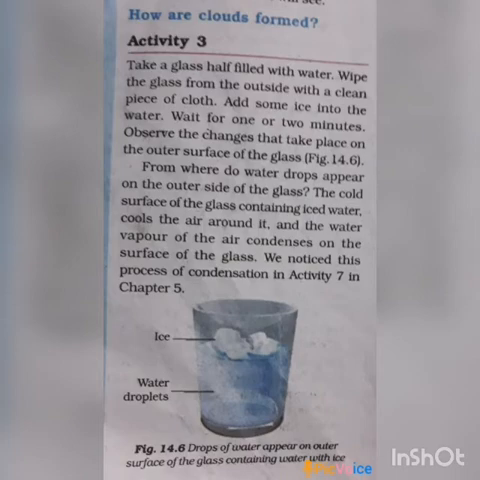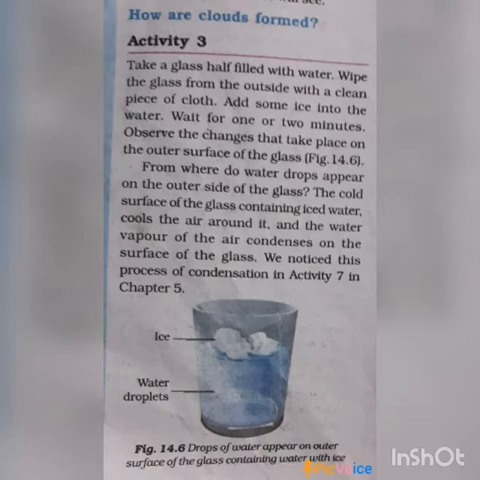Take a glass half filled with water. Wipe the glass from the outside with a clean piece of cloth. Add some ice into the water. Wait for 1 or 2 minutes. Observe the changes that take place on the outer surface of the glass.